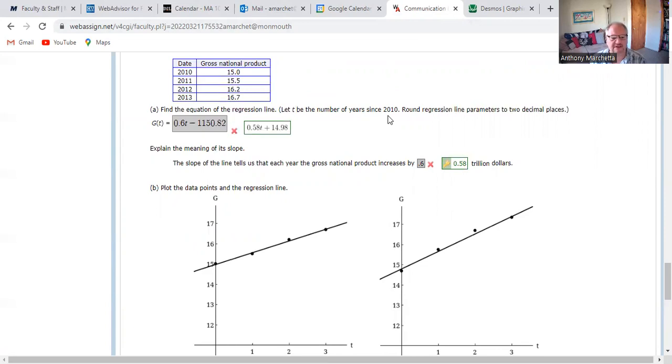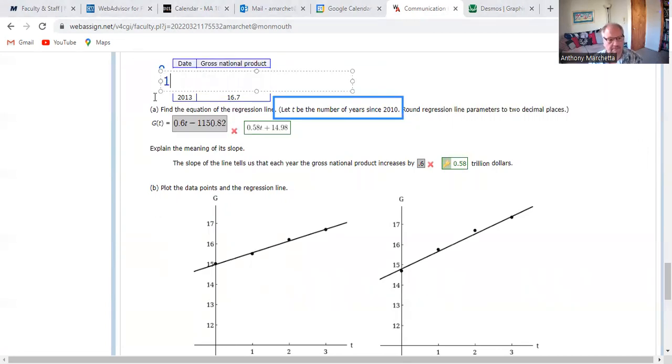Let T be the number of years since 2010. That alone might have really thrown your whole equation off, actually. Look at what it says right here: let T be the number of years since 2010. What that means is that this is actually a 0, this is a 1, this is the 2, and this is a 3. And if you put in 2010, you might get a very large slope like 0.58 or something.